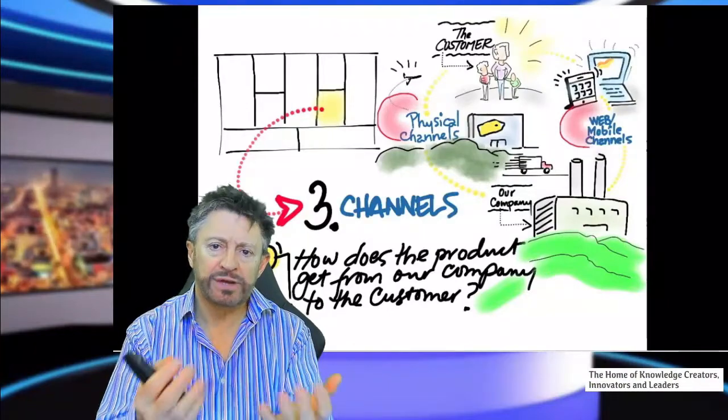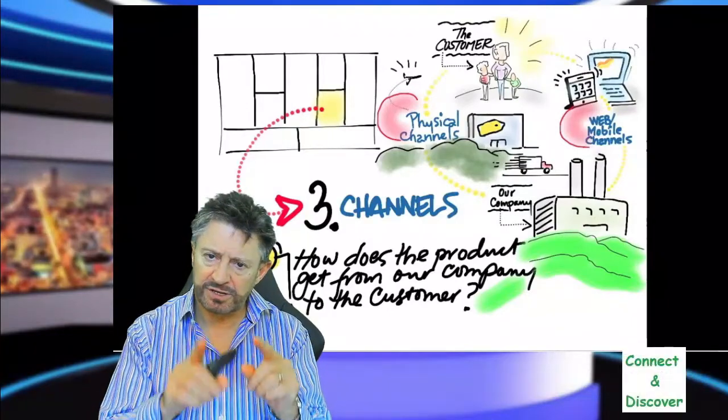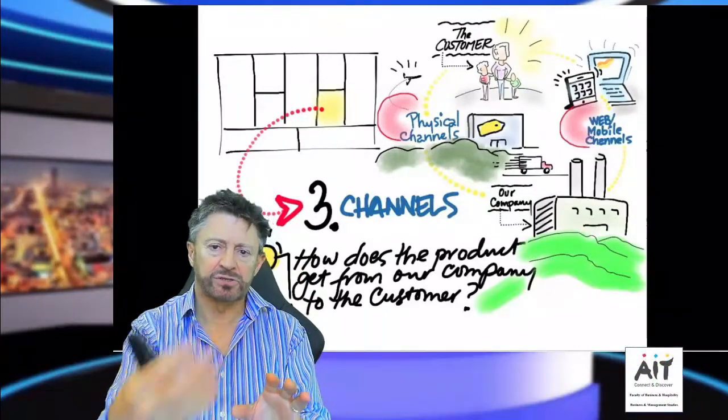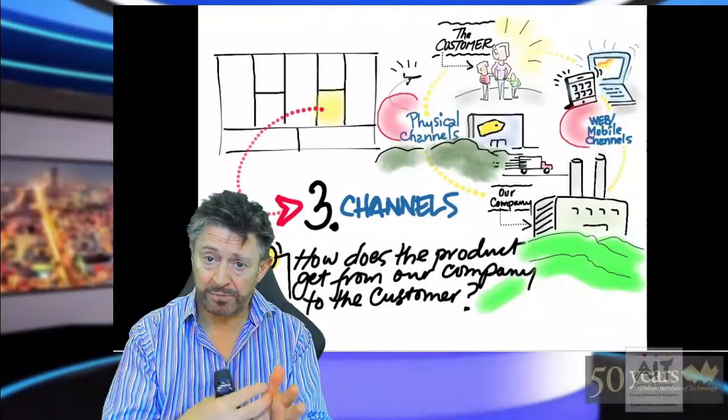And then how do we get our product to the customer? So there's two parts to it. How do we inform them, and how do we actually get our product to them? Or how can they buy our product?